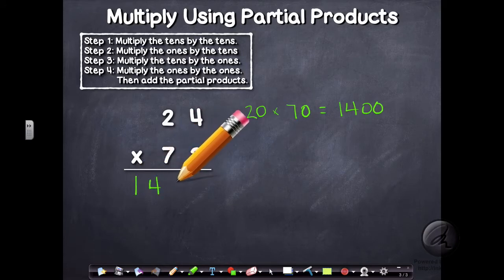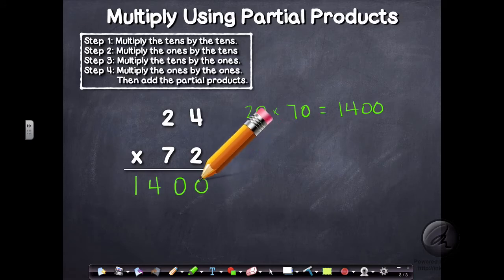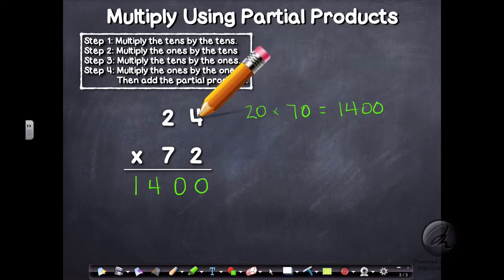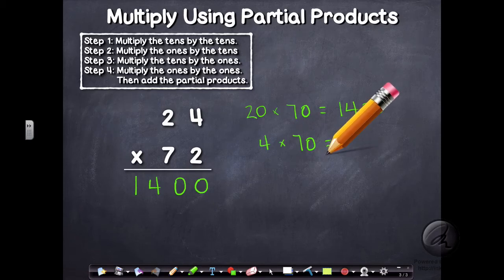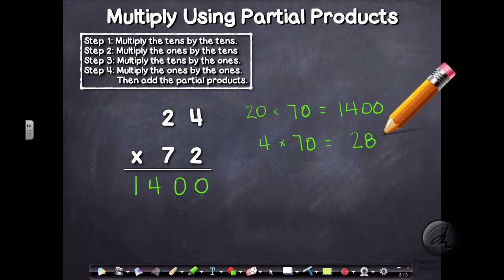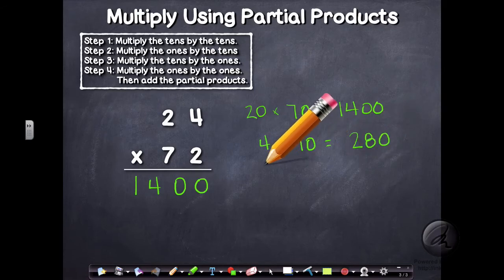I'm going to write that down here to help me keep track, okay? Now my next step is I'm going to multiply the ones by the tens. So I'm going to go to my ones, which is 4, times 7, but that's not really 7, that's 70, right? That's the value of it. So 4 times 70: 4 times 7 is 28, and then add on that 0, so it's 280, okay? So I did my first two steps. Step 1 is done, step 2 is done.